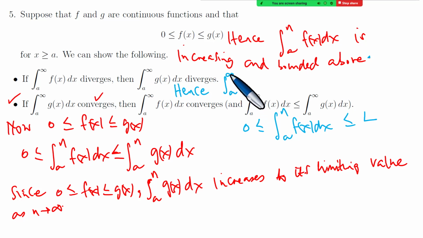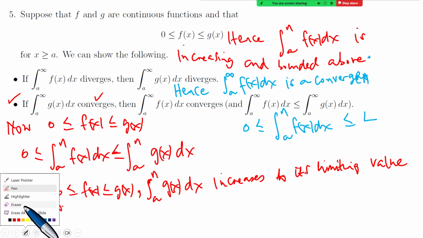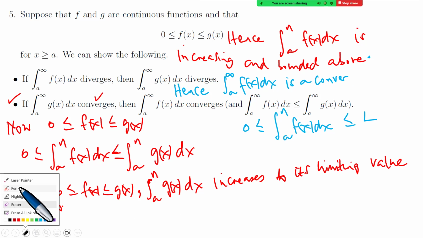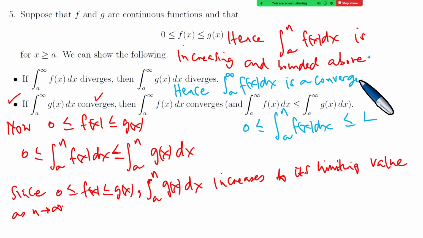Hence, the integral from a to infinity is a convergent integral. Okay, trying to follow the steps. Quite a very general proof here. Yeah? Convergent integral. Okay, this is how you'd generally be expected to prove this.